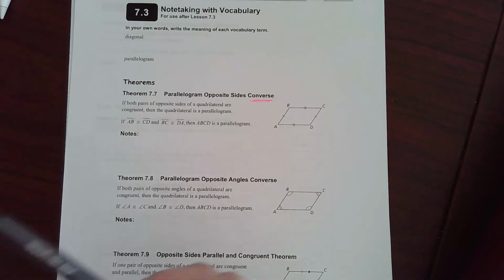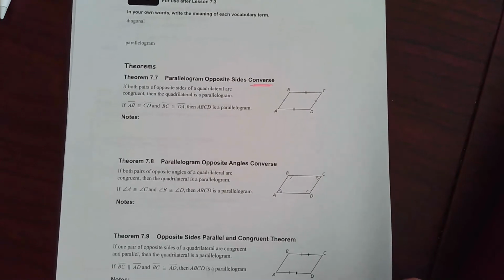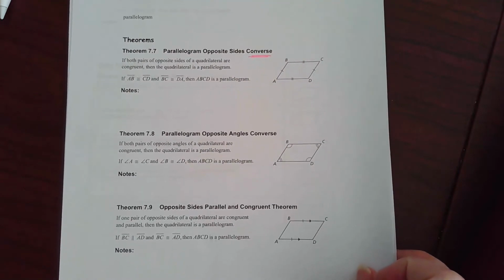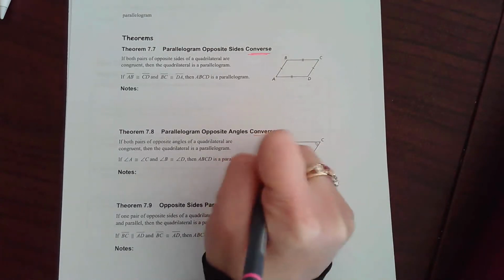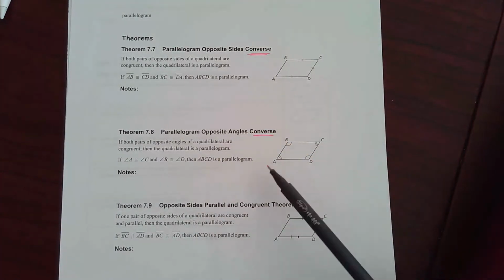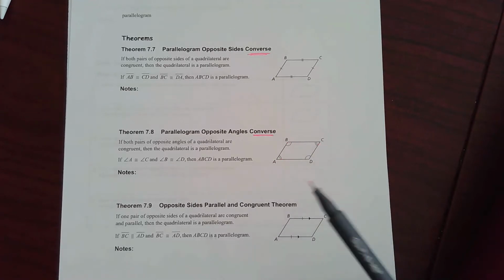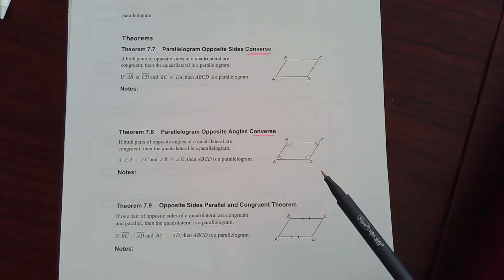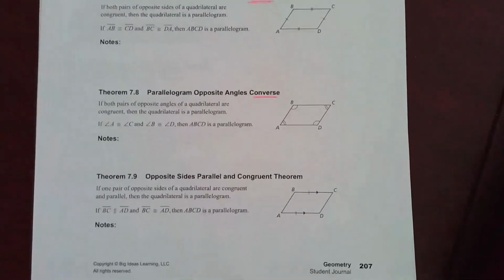And so basically that's going to be our game plan. We're going to use this as one of the ways that we can prove that quadrilaterals are parallelograms. Same thing here, parallelogram opposite angles converse. We know that opposite angles are congruent, so angle A is congruent to angle C, angle B is congruent to angle D. If we know those to be true, then we can say that it is a parallelogram. Again, another way of helping us prove whether or not something is a parallelogram.